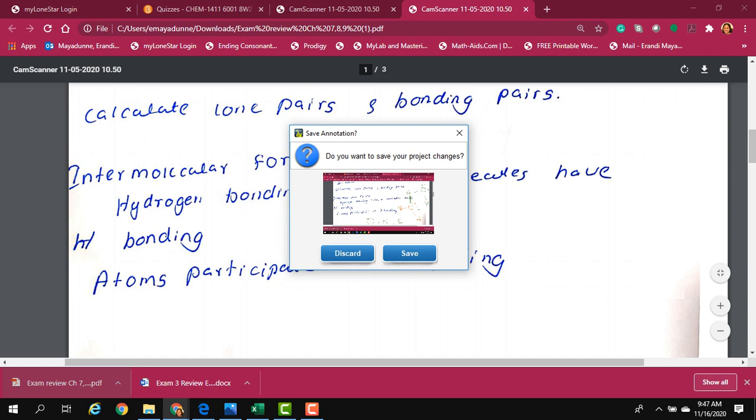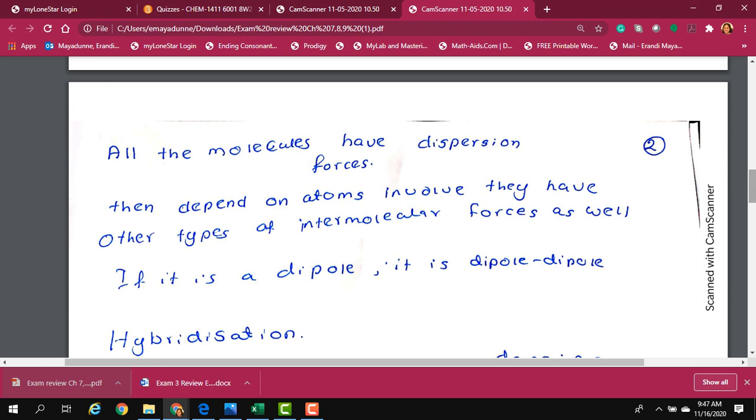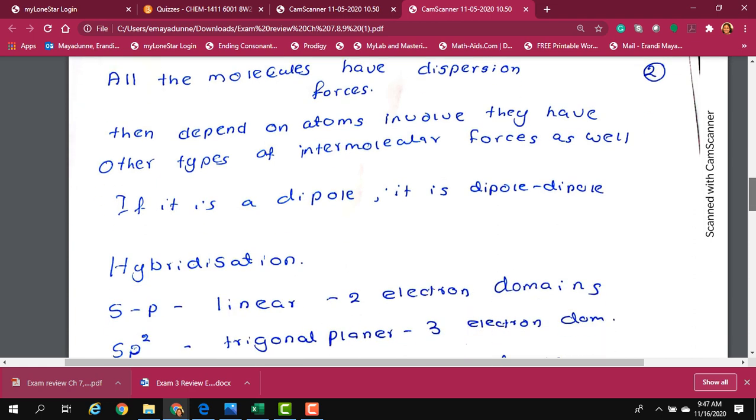Then you go down and you can see dispersion forces. All molecules have dispersion forces. Dispersion forces are very minor. But what is a dipole? A dipole is when there's an electronegativity difference between the atoms. Example, water. Oxygen is very highly electronegative, hydrogen is less electronegative, so there's an electronegativity difference. So it's a dipole, so it's a dipole-dipole interaction.